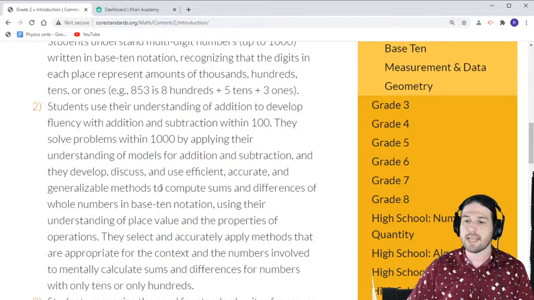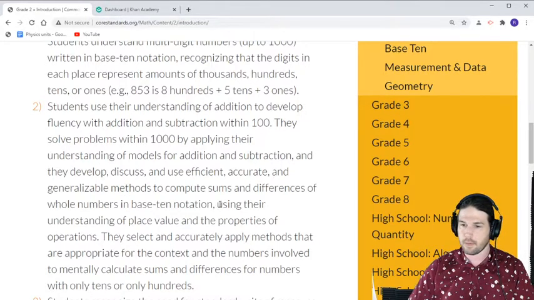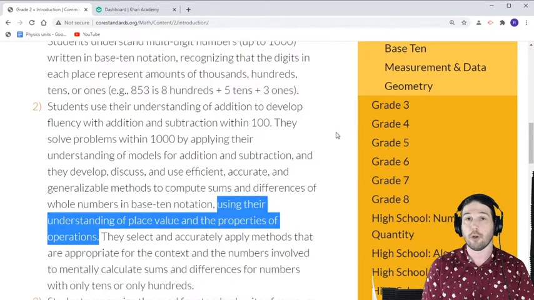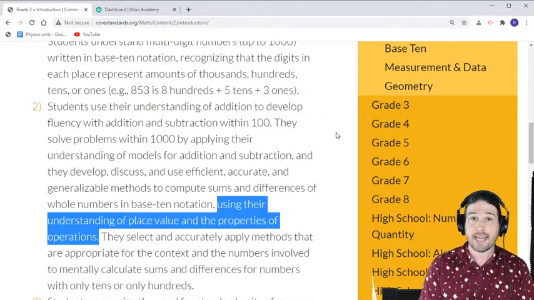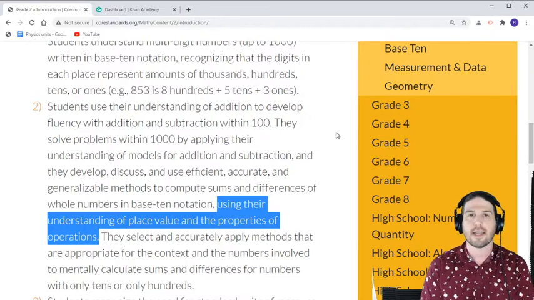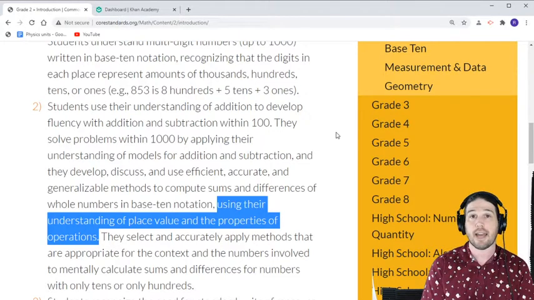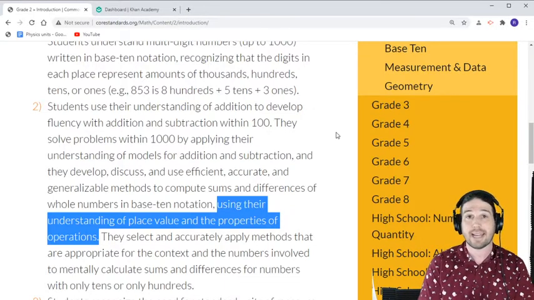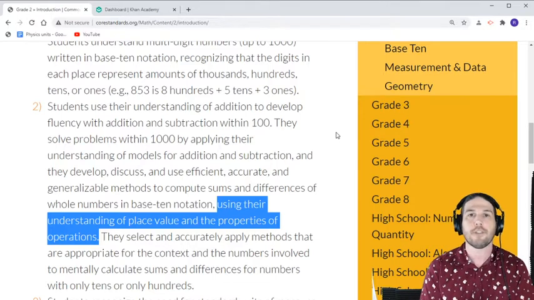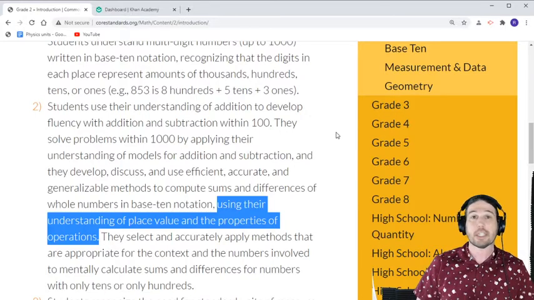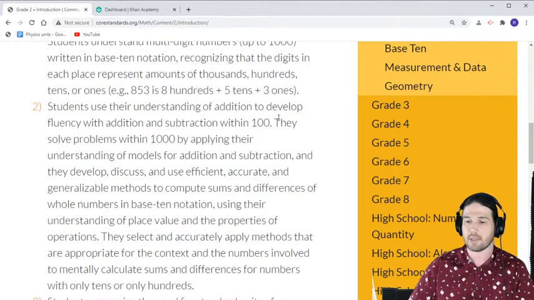To compute sums and differences, that's addition and subtraction, using their understanding of place value and the properties of operations. So the fact that 100 is actually 10 tens, and the fact that a 10 is actually 10 ones, using that information, sort of synthesizing that with what we know about addition and subtraction to be able to do these problems. All that big nasty sentence was saying is we are using a lot of different methods that we can explain to get good at adding and subtracting within 1,000.